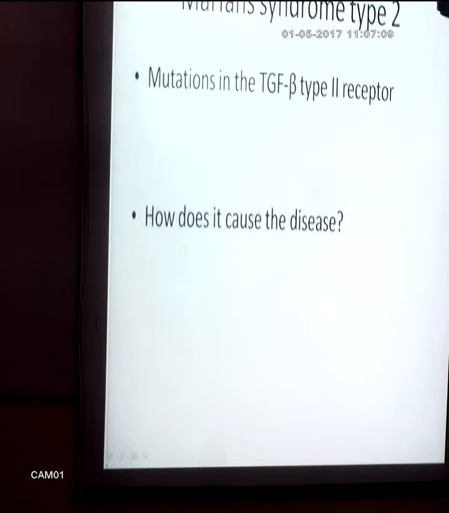Marfan syndrome 2 is a gain of function mutation in TGF-beta2 receptor. Write this down. Marfan syndrome type 2, it's a gain of function mutation in TGF-beta type 2 receptor. Why is this needed? Because it has led to a great breakthrough.